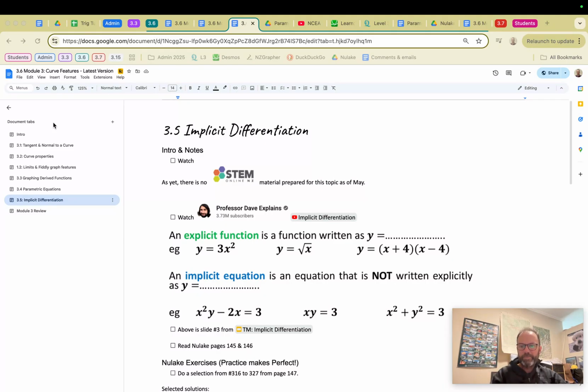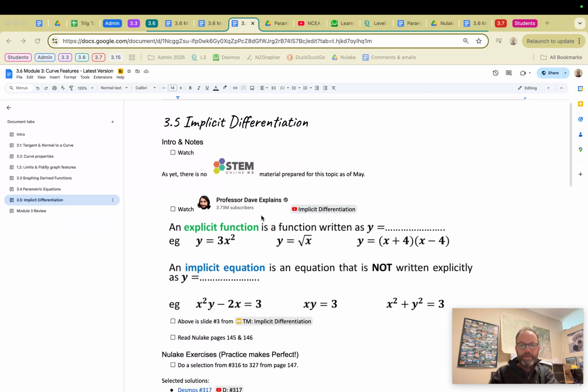If you're going to be a calc student, then this is something you want to have the understanding, the processes of what implicit differentiation is. And if it were presented in front of you, you could implicitly differentiate something, and it's a powerful tool to have. Sadly, from my search of the STEM Online, they have not done material for this yet as of May, when I'm making this video. So instead, Professor Dave explains, and he's quite funny, and pretty good.